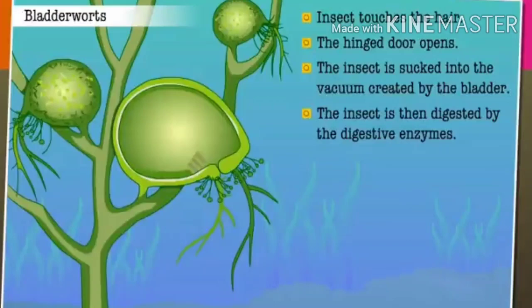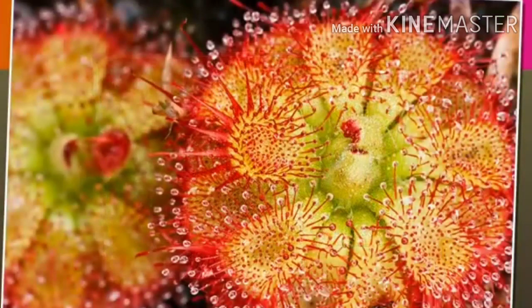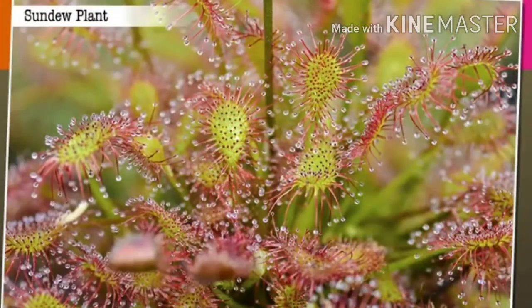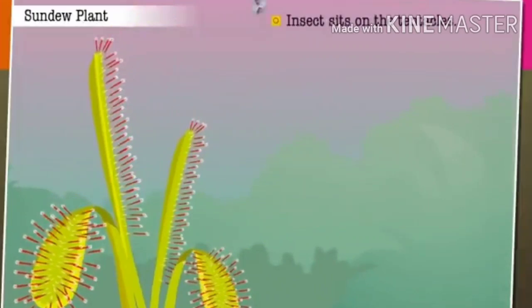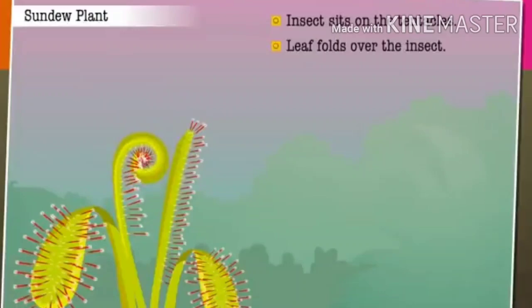Like most of the insectivorous plants, sundew is also a very attractive looking plant. The upper surface of the leaf is covered with tentacle-like stalks. These tentacles contain glands that produce sticky secretion to trap and digest insects. When the insects sit on these tentacles, the leaf folds over it and the insect is caught.